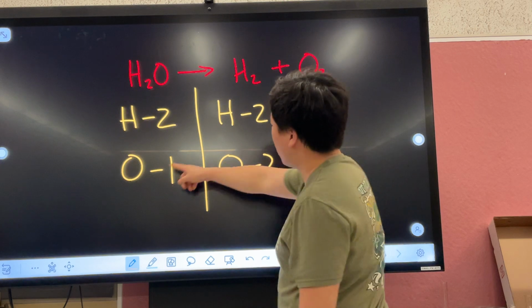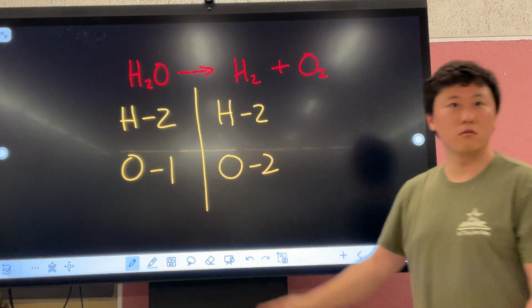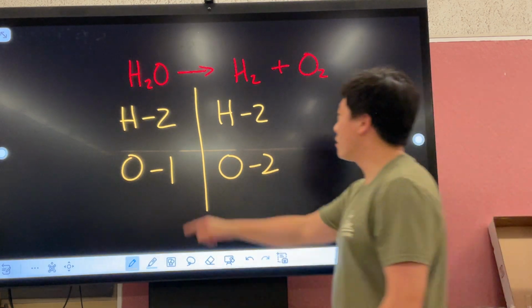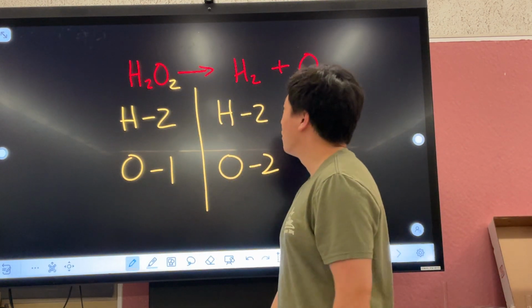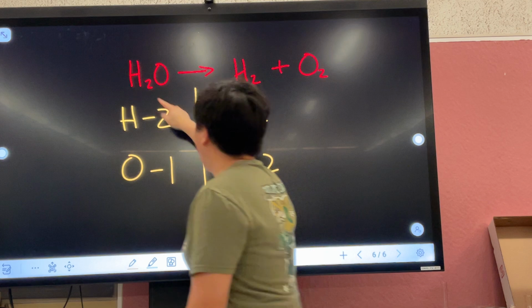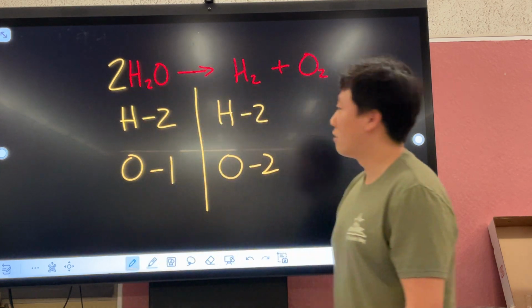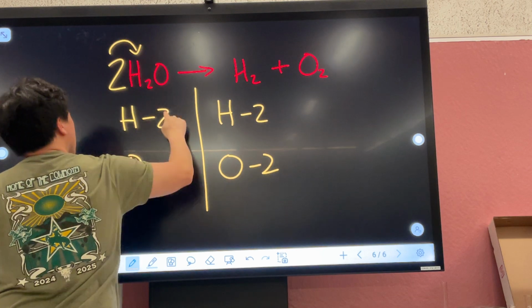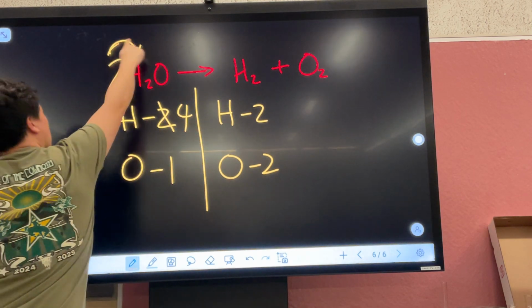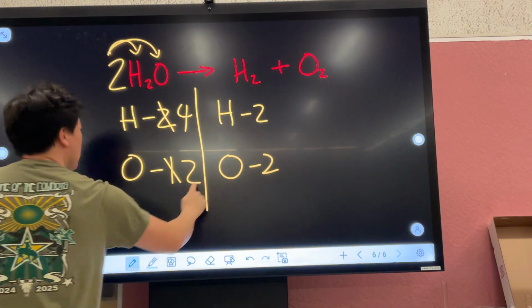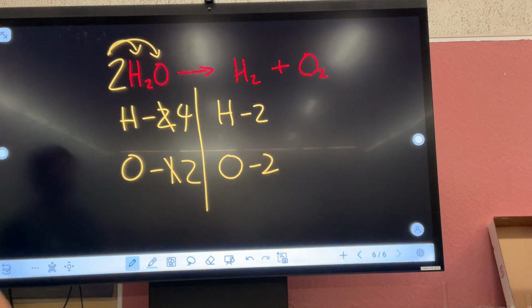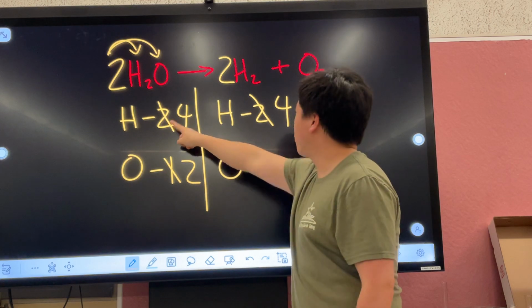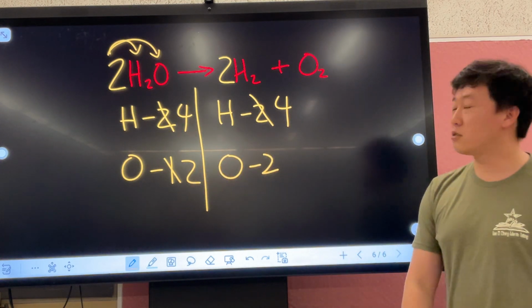So how do we get O1 into O2? You add the two. Can I add a 2 here? No, on the H. No, that's illegal. So you have to add a 2 in the front. Two, and then you have to do something else. Yes. So 2 times H2 is H4. 2 times O1 is O2. And then you put a 2 at the H over there. Yes. And then I put a 2 here. That's H4, H4, and O2, O2. Everything's balanced.